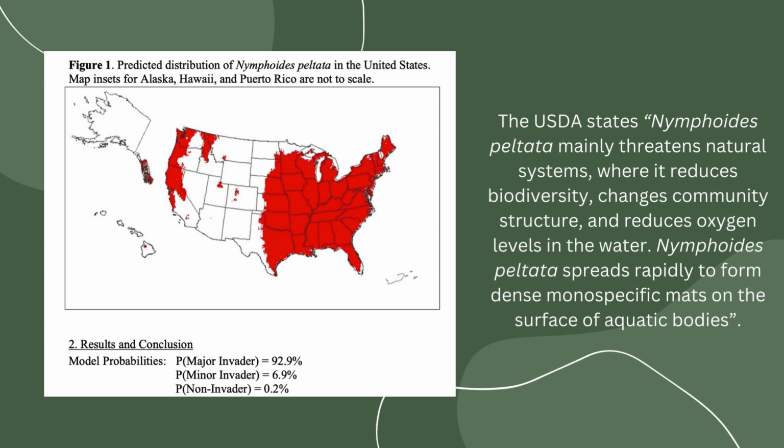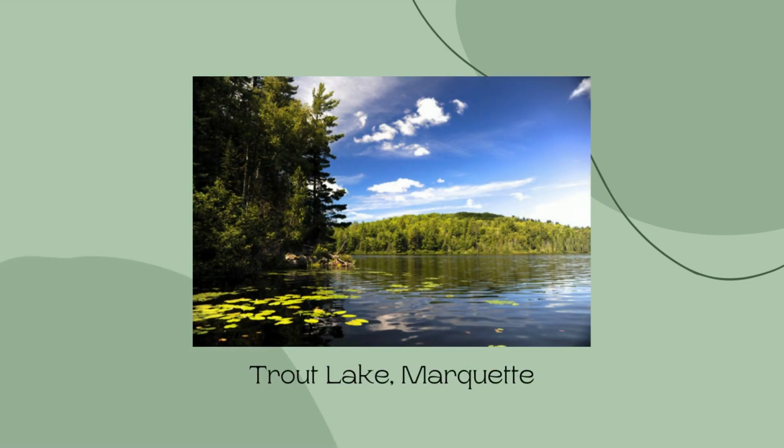The USDA states Nymphoides peltata mainly threatens natural systems where it reduces biodiversity, changes community structure, and reduces oxygen levels in the water. Nymphoides peltata spreads rapidly to form dense monospecific mats on the surface of aquatic bodies. These plants are located in Trout Lake and Marquette.